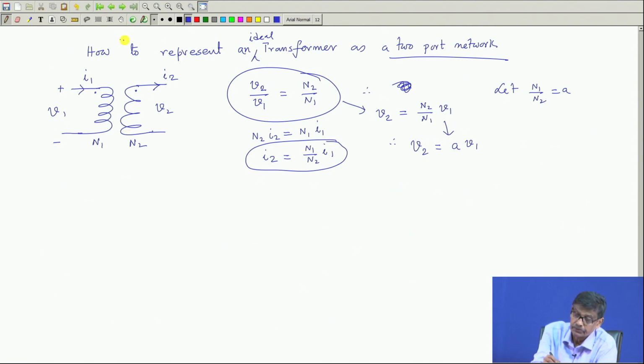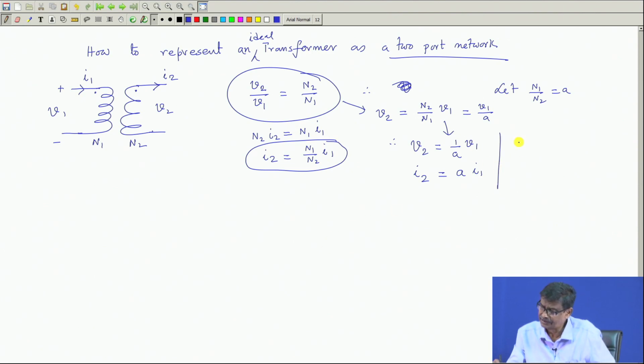V1 is equal to aV2, so this is equal to V1 by a, if I define it like this. So n2 by n1 is 1 over a. This is one thing, and the second thing is I2 is equal to aI1. Or I can write it down, suppose V1 is equal to aV2, and I1 is I2 by a.